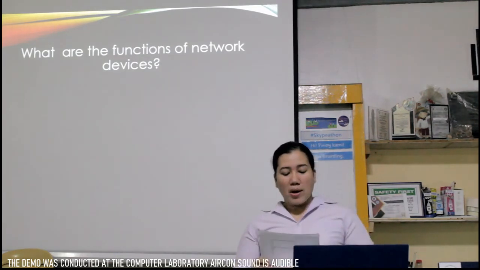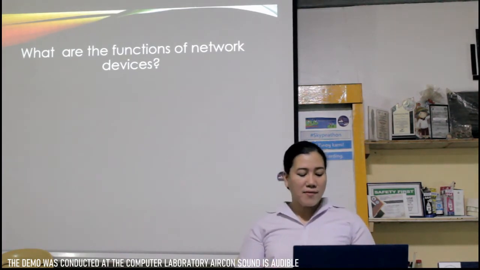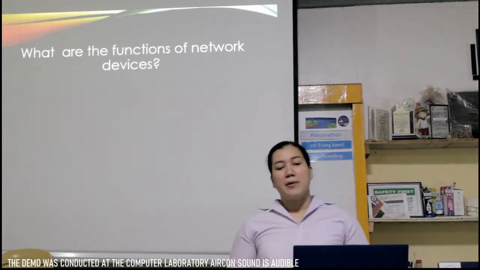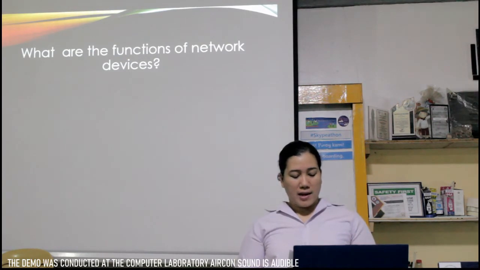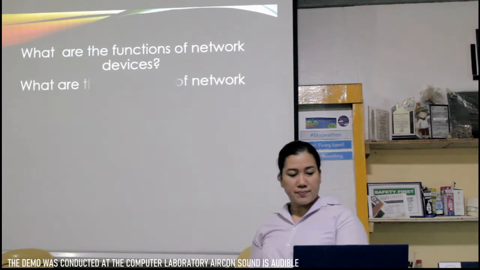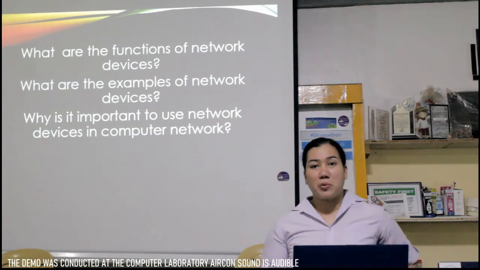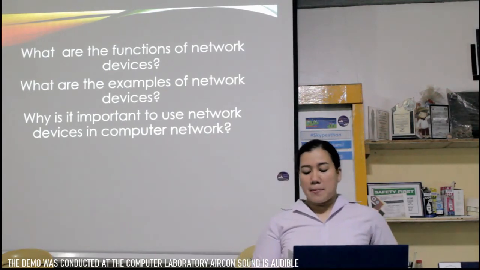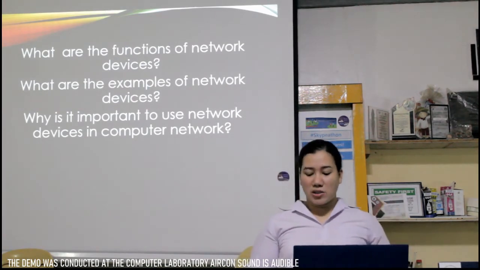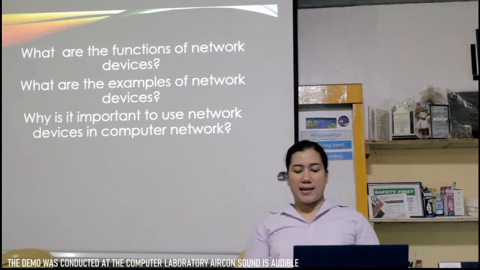Next question. What are the examples of network devices? Very good. We have hub, switch, modem. What else? We have router, bridge, and repeater. Okay, next. Why is it important to use network devices? Yes, it is important because it's mainly used for transmitting and receiving data quickly and securely between computers, fax machines, printers, etc.